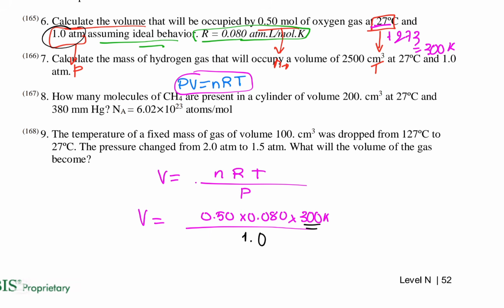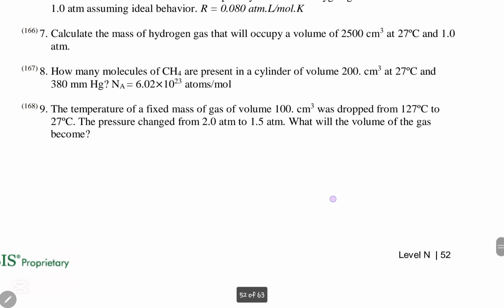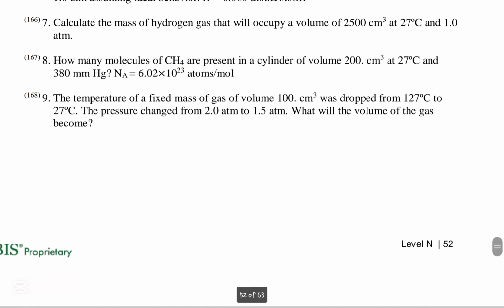So you put it on your calculator, 0.50 times 0.080 times 300 over 1.0 to 2 significant figures, it is 12 liters. Okay, so that's it for question 6. And then the final question for the set of equations that we have for now is to calculate the mass of hydrogen gas that will occupy a volume of this much.